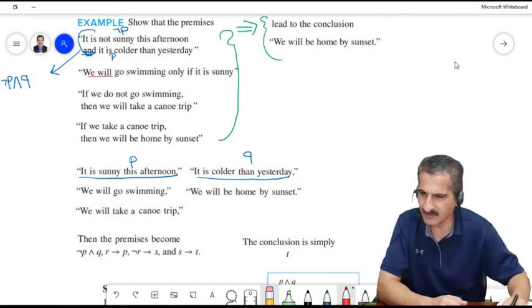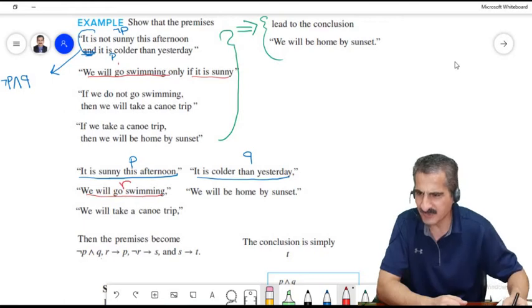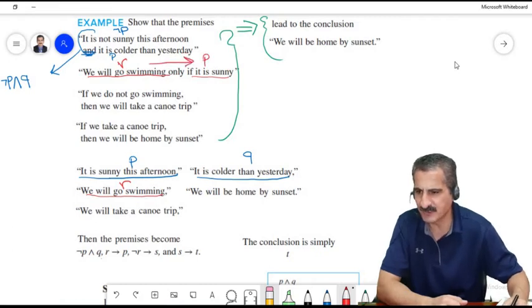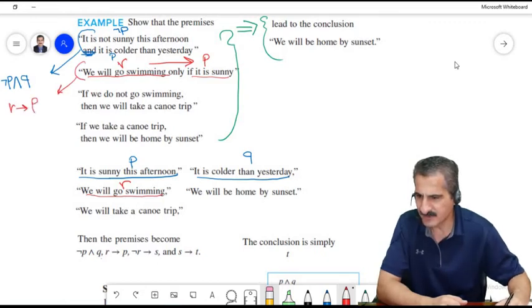We will go swimming only if it is sunny. So going swimming we will call R. This happens only when it is sunny, and sunny is P. So if we go swimming, then it is sunny. So R gives P. For this we have R gives P.